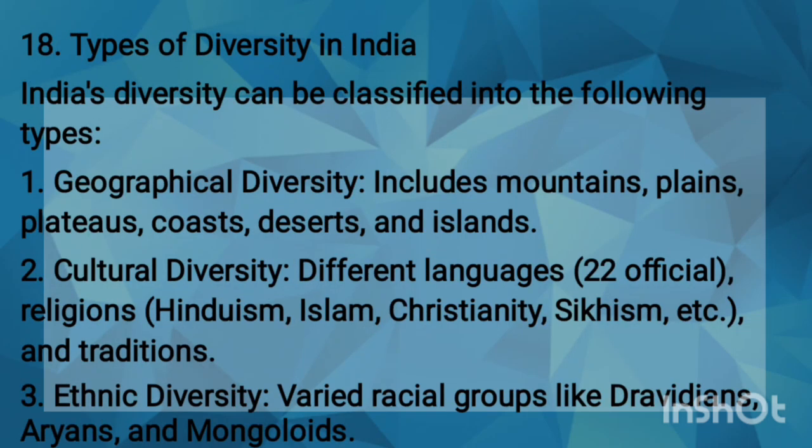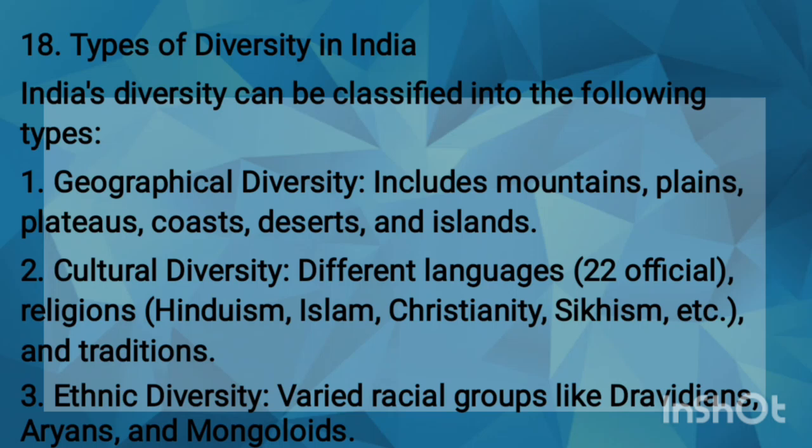Types of diversity in India. Explain. India's diversity can be classified into several types. Geographical diversity encompasses mountains, plains, plateau, coasts, desert, and islands. Cultural diversity is evident in the presence of different languages, 22 official ones, religions such as Hinduism, Islam, Christianity, and Sikhism, as well as varied traditions.